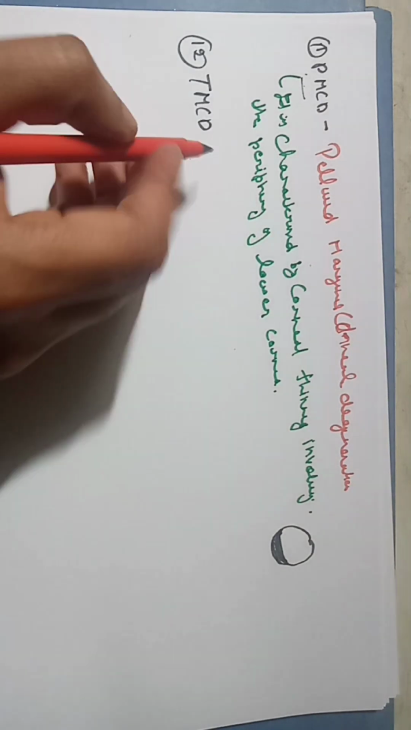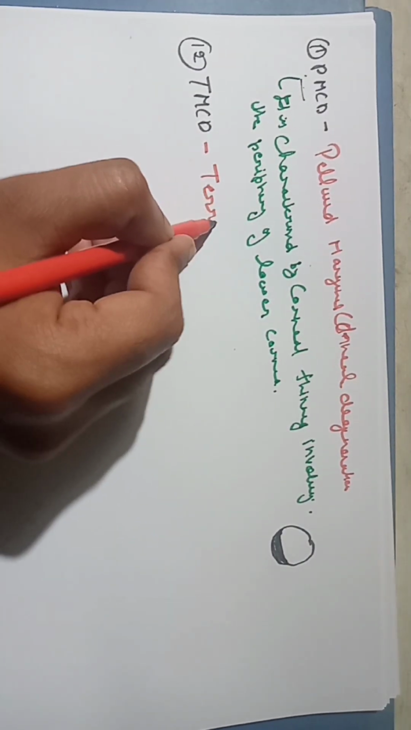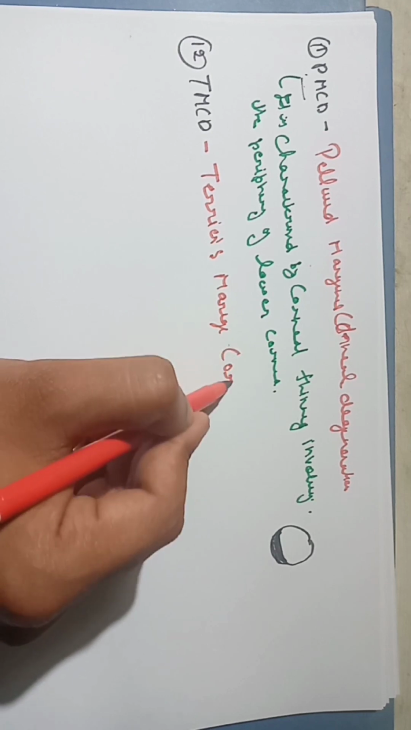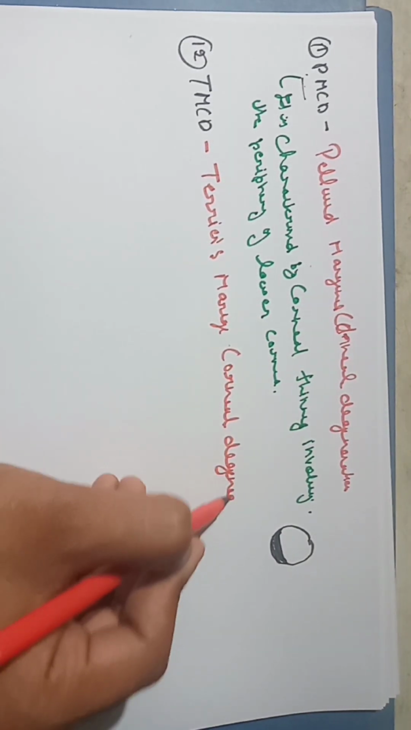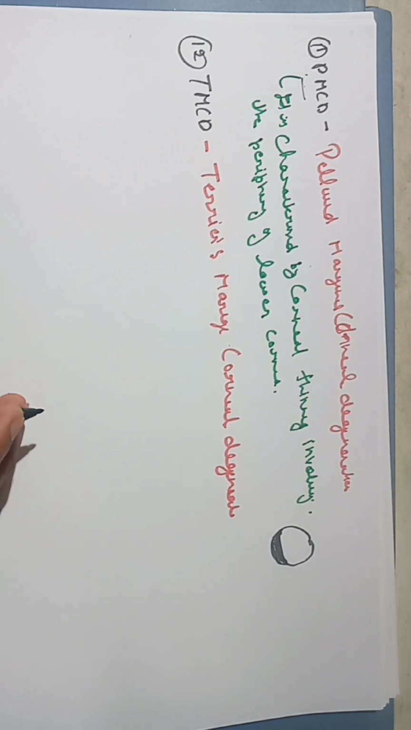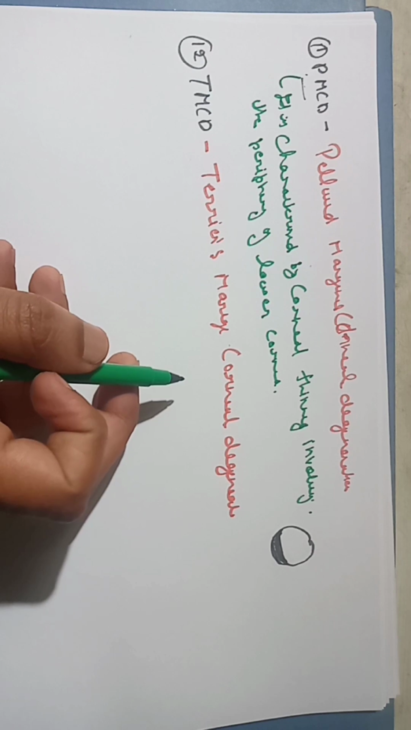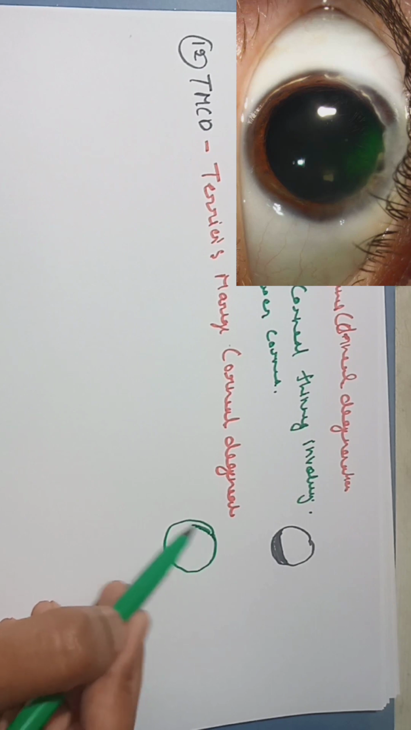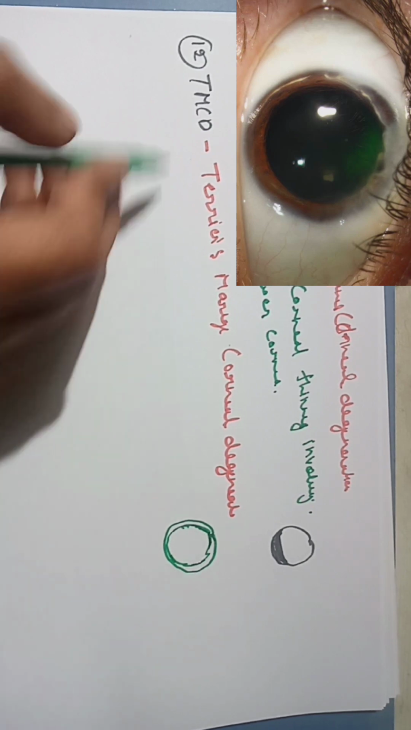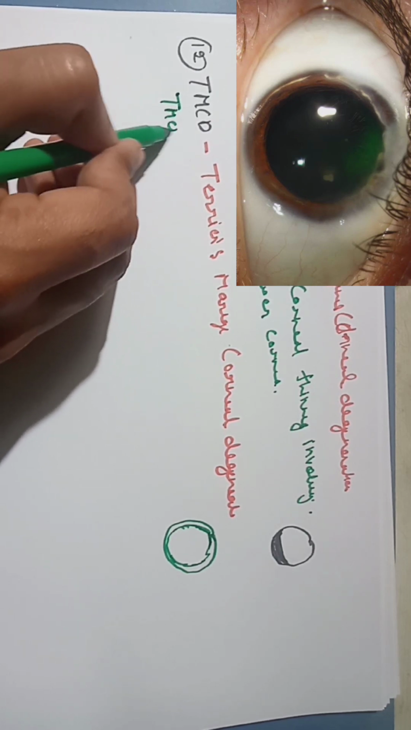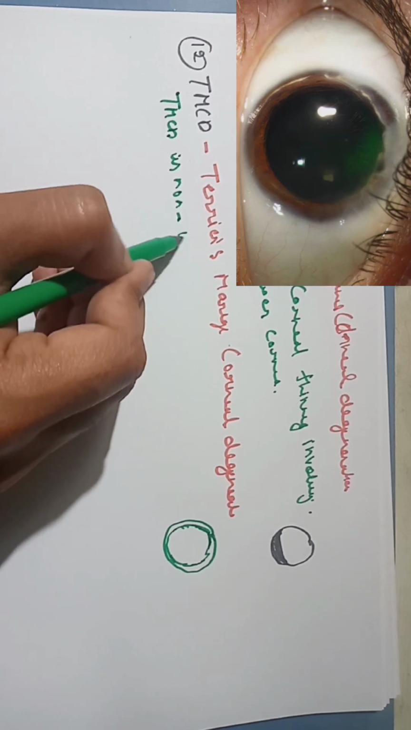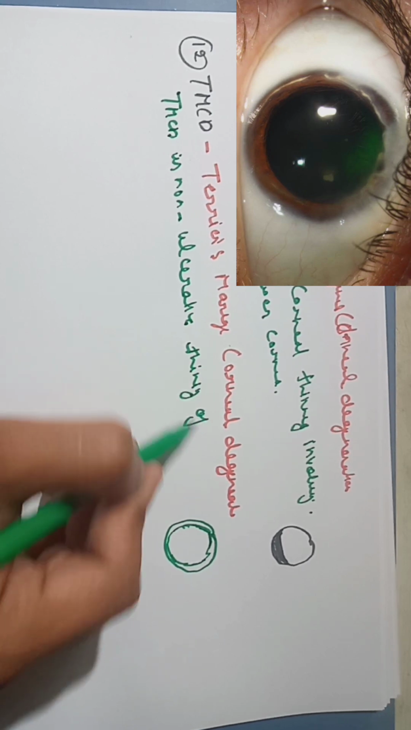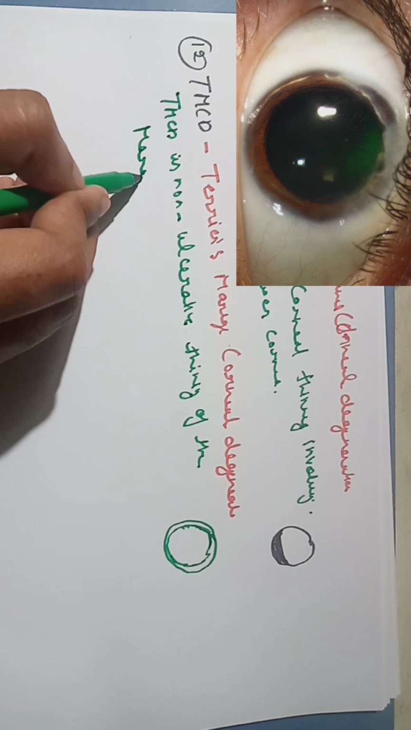The last one is TMCD, Terrien marginal corneal degeneration. In Terrien marginal corneal degeneration, there is non-ulcerative thinning at the peripheral corneal margin, meaning the margin of the cornea is thin.